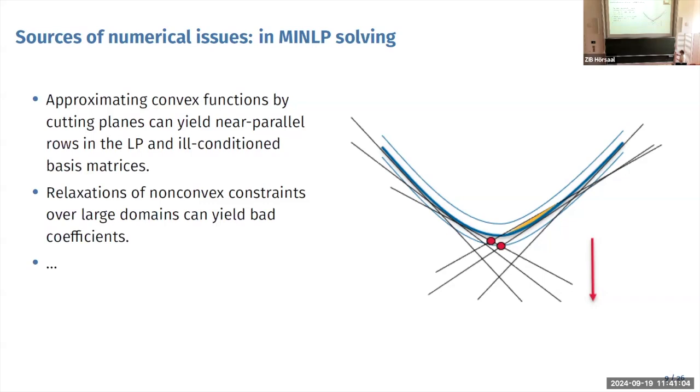And then you get linear inequalities which have very large coefficient ratios, like that's exactly the steepness, right? The quotient of the largest and the smallest coefficient. So also in MINLP, numerical troubles can come up easily if you use an LP-based branch and bound approach. Okay, so just some examples where problems can come from.